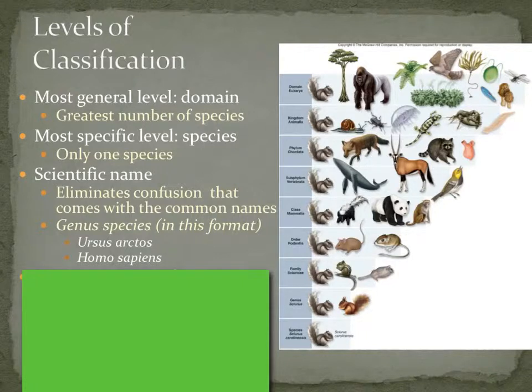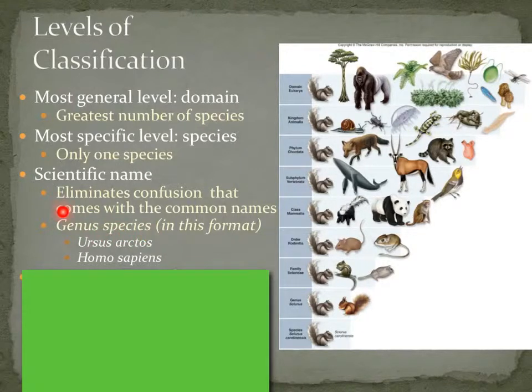But when you have a scientific name, there's only one organism that has that scientific name. So this is totally going to eliminate any confusion that might come with the common name. And basically, their scientific name is just made up of your genus and your species. So those two levels of classification.